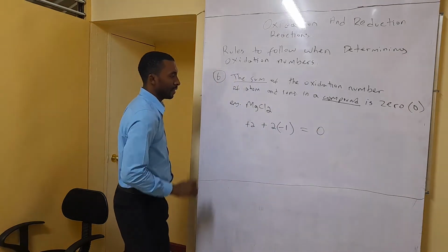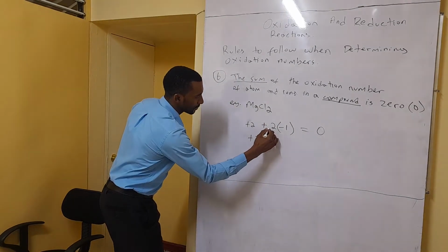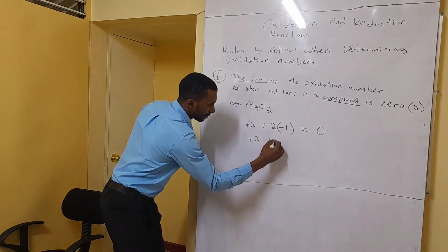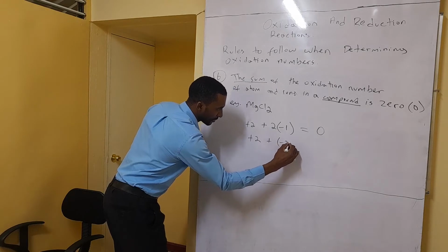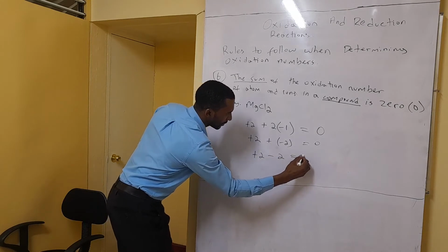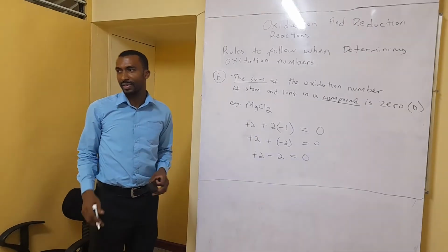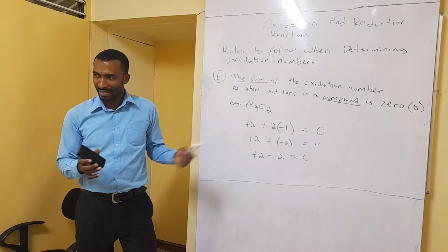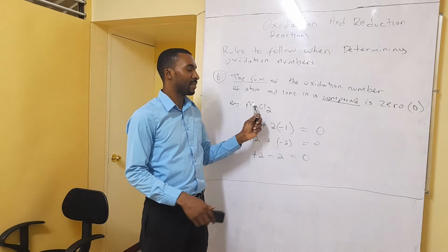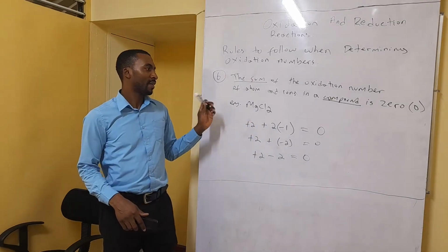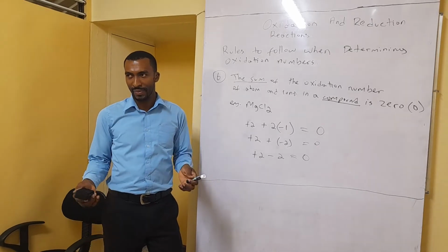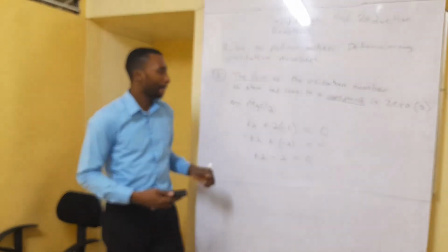Equal to 0. Alright, so this is +2 plus, this is -2. So this is basically +2 -2 equal to 0. That's why your maths class comes in handy. You see, you're learning these things in maths as well. Alright, so just to note that when you add up the oxidation number for all the elements and ions in a compound, it must be equal to 0. That's why it's a compound. Overall charge is 0. Right?